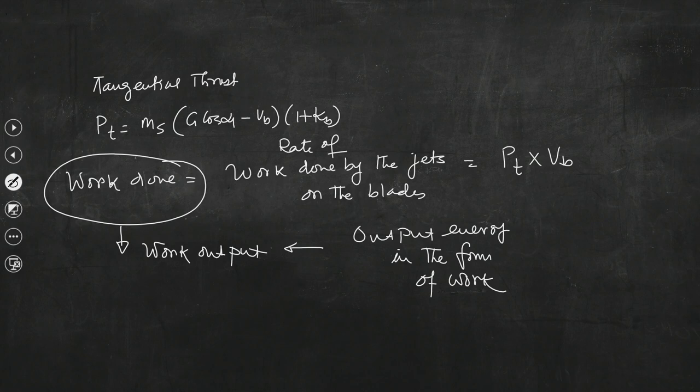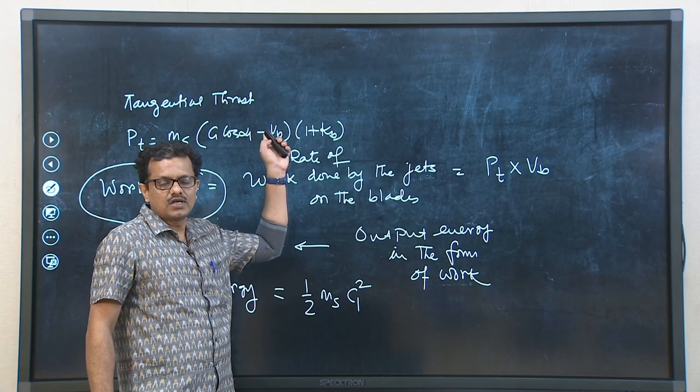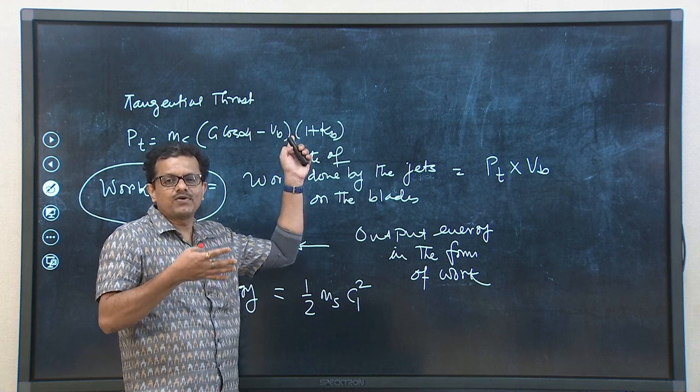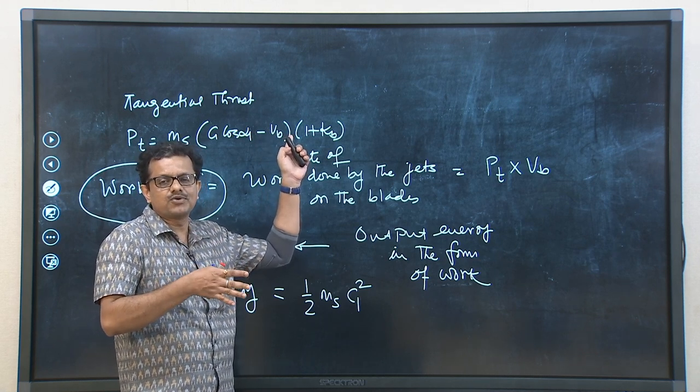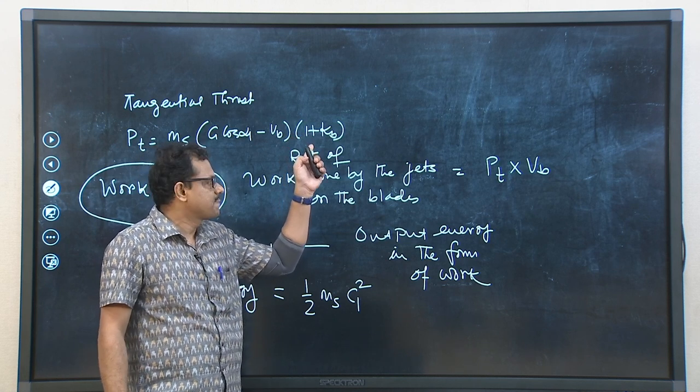What about input energy? So, input energy equal to half Ms into C1 square, because this is the absolute velocity of steam leaving the flow nozzle and striking the turbine blade. So, if Ms is the mass flow rate, or mass flow of steam, then we can write this. So, from these two quantities, we could express the work output, considering the energy transfer process, representing the velocity triangles both at inlet and outlet of the blades.